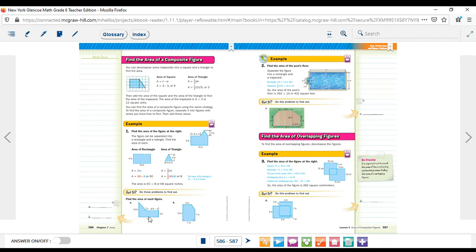So now remember, our original area of the rectangle was 48. Our area of the triangle is 12. Now you have to add those two together. 12 plus 48 is equal to 60 feet squared. Make sure that you're labeling correctly each time. 60 feet squared. Okay?